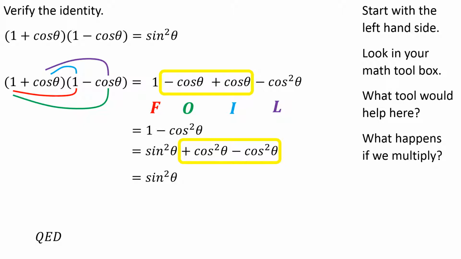And so I have shown that if I start with 1 plus cosine theta times 1 minus cosine theta, it really is equivalent to sine squared of theta. Quod erat demonstrandum.